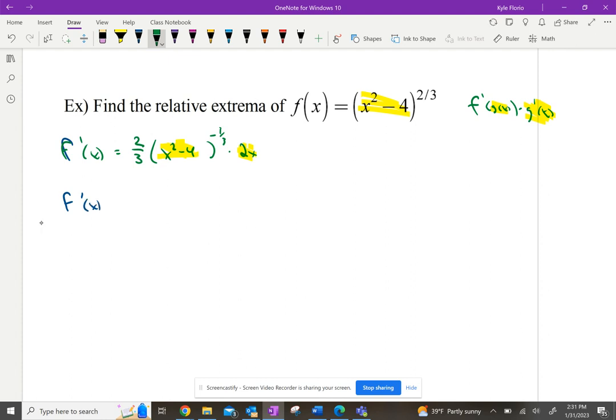Which I am going to simplify. 2 times 2x is 4x. The 3 I'm going to put on the denominator. And x squared minus 4 to the negative 1/3, I can bring to the bottom and make it x squared minus 4 to the positive 1/3. Okay, so that's just simplifying the function.